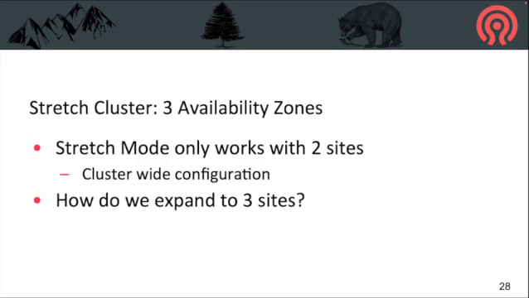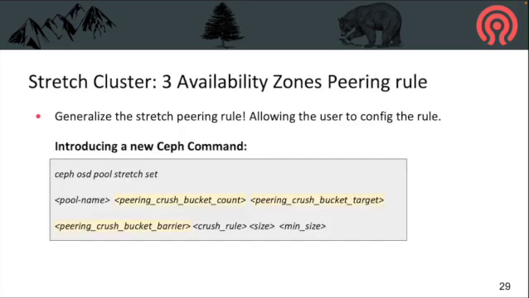Stretch mode only works with 2 sites. It's a cluster-wide configuration. So how do we expand to 3 sites? The first thing that I tackled was to make use of the stretch peering rule that stretch mode was using and introduce a new command which allows the user to set the config values for peering rules. This is a pool level configuration, the pool stretch set. And there are 3 variables that I'm going to talk about shortly.